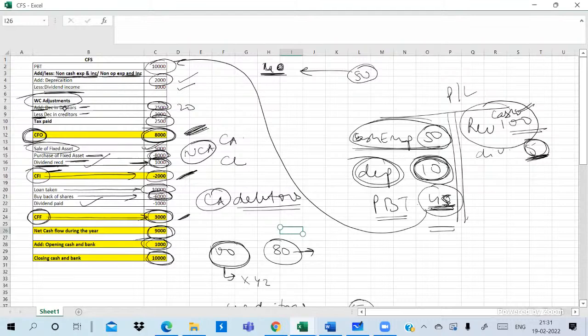How do we treat provisions and bad debts written off? Provisions and bad debts written off, I'll take it as a part of my liabilities, current liabilities. So let's say I've got a provision for bad and doubtful debt. That's a part of current liability. So just like I've treated creditors, I'll do the adjustment. So decrease in current liability is shown as an outflow, and increase in current liability will be shown as an inflow.